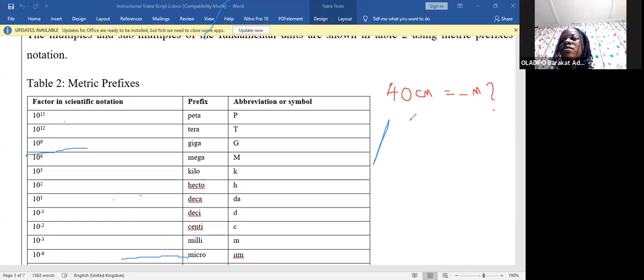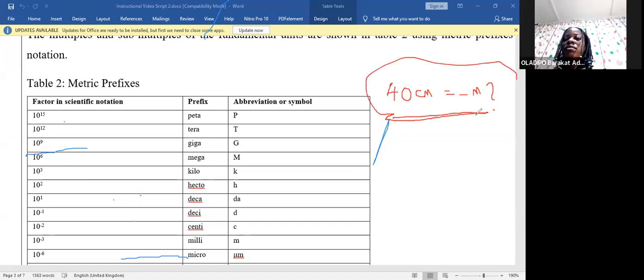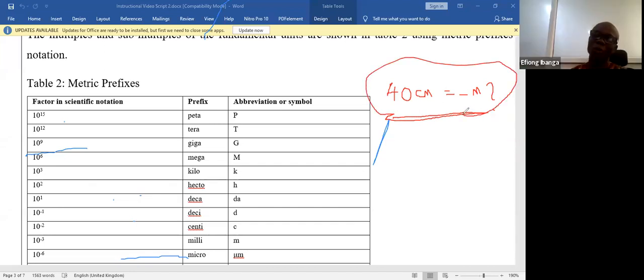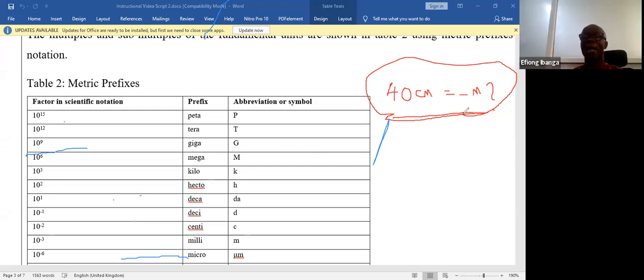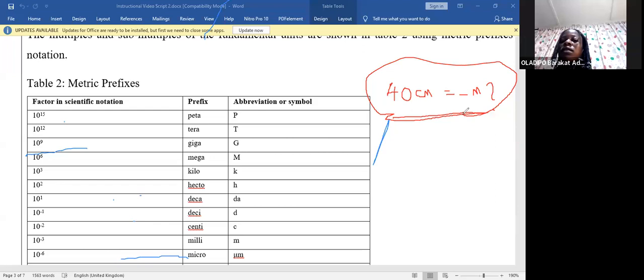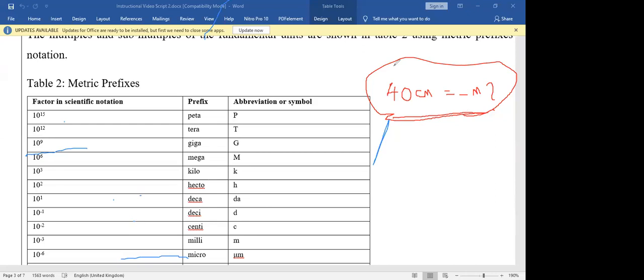Now, can you see that if I gave this in an exam or in a TMA question, some of you will argue that the answer we have given is wrong because we do not know how to express this in standard form. Somebody did answer 0.4 meters, but that is not the standard form. All right. 4 times 10 raised to the power minus 1 meter.